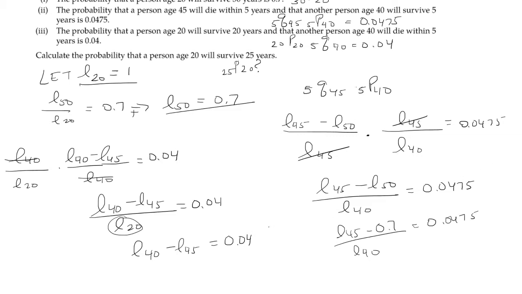Okay. So now we're left with these two equations. And there's two unknowns, so technically we could solve for L40 and L45. But let's keep in mind we want to solve for 25p20, which is L45 over L20. We know that L of 20 is 1, so really we're just looking at how many people are left at time 45. So we want to solve for L45.